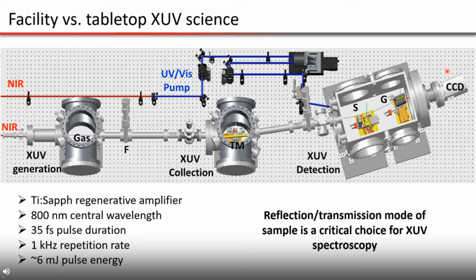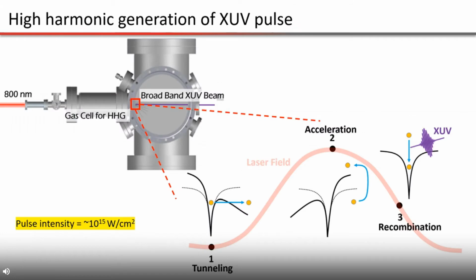But there's also options for transmission through a sample, or absorption, I guess you could call it. I'll talk about these in a little bit. This is a pretty critical choice for what happens with your XUV spectrum at the end of the day. But first, I'll highlight what high harmonic generation is taking place.